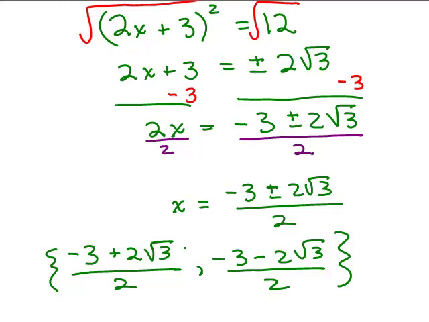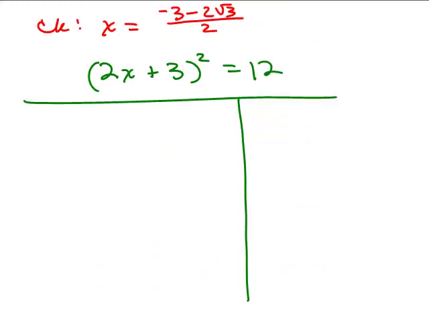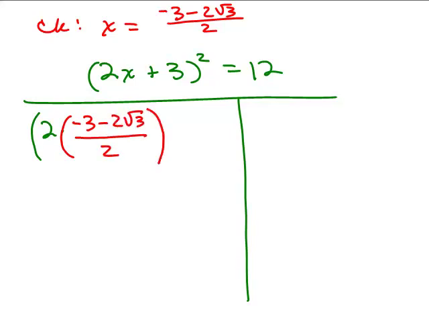Let's go ahead and check, let's say, the second solution in the original. You should always check your work, and you should check both solutions, but I'm just going to check one solution. So we have 2 times x. Now what's x? Well, x is this whole mess: negative 3 minus 2 square roots of 3 all over 2. So I have 2 times x plus 3, and then the whole thing is squared. All right, so inside parentheses is just the number. I can't simplify within that, but I have 2 times that.